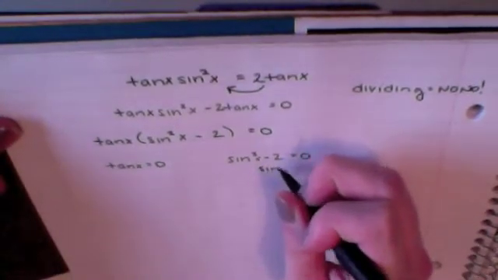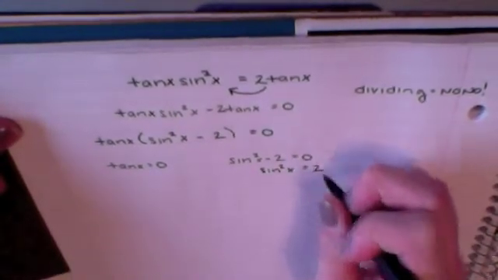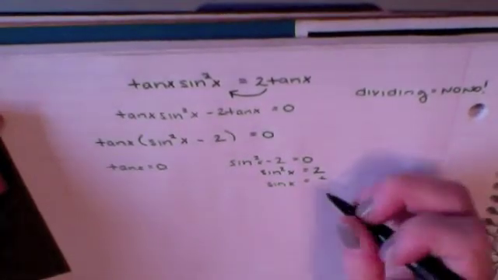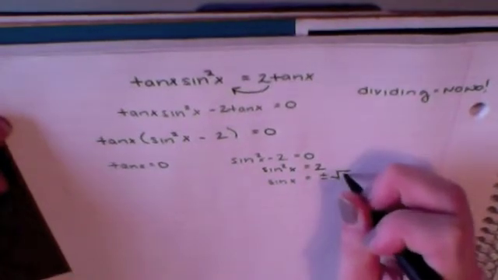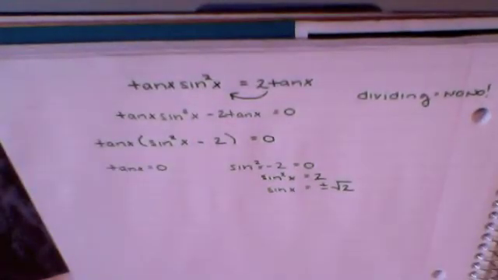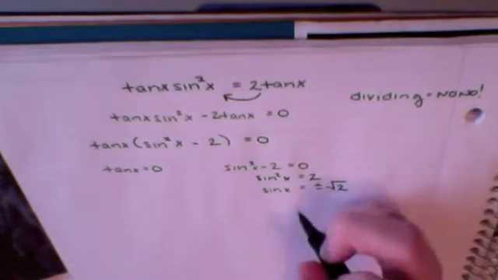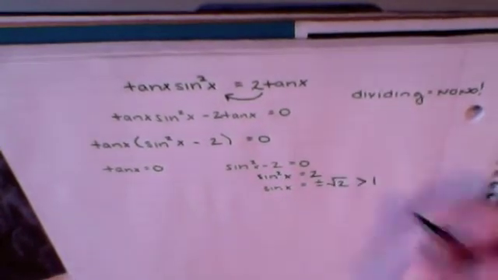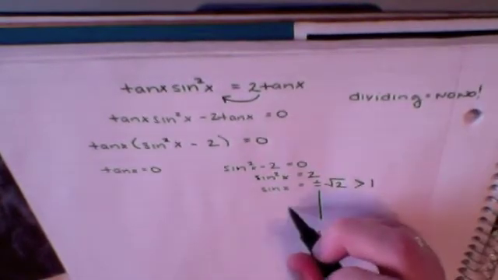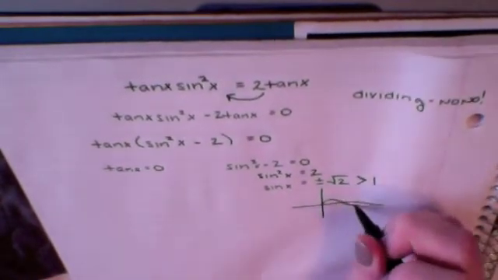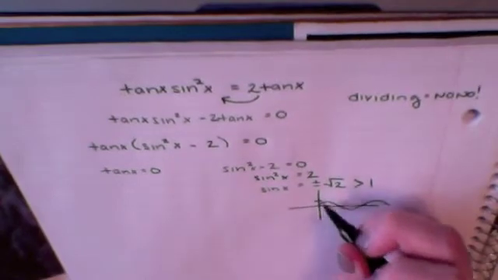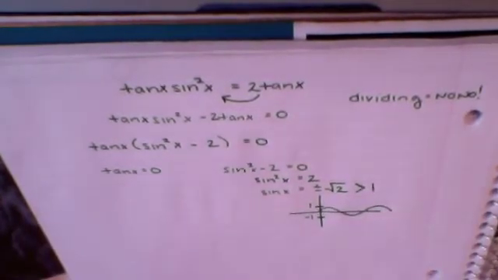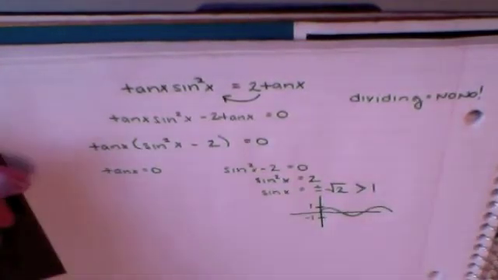Let's focus on sine squared of x minus 2 is equal to 0. I'm going to add the 2 onto the other side, and then take the square root of both sides. Sine of x is equal to plus or minus the square root of 2. There's something very important happening here. The radical 2 is actually bigger than 1. And if you recall from the graph of sine, which I just drew right here, the maximum value of sine is 1 and the lowest value is negative 1.